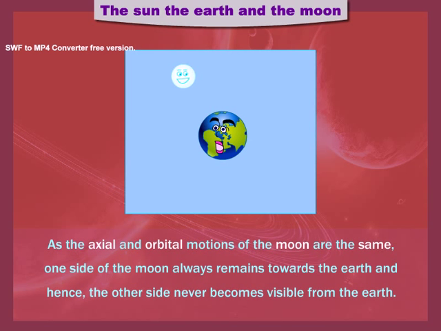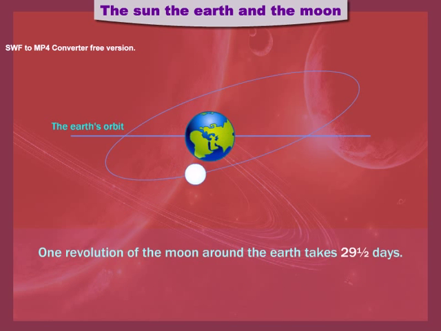As the axial and orbital motions of the Moon are the same, one side of the Moon always remains towards the Earth, and hence the other side never becomes visible from the Earth. One revolution of the Moon around the Earth takes 29.5 days.